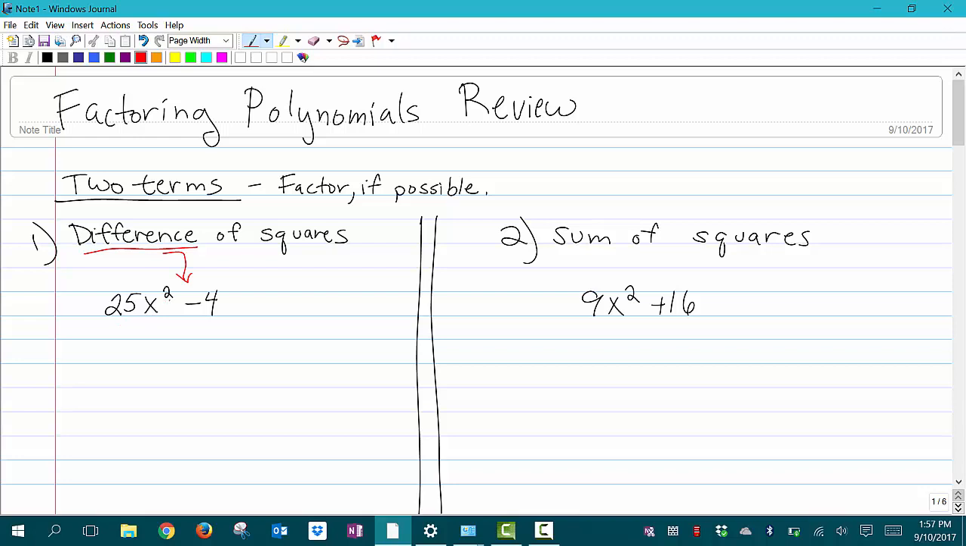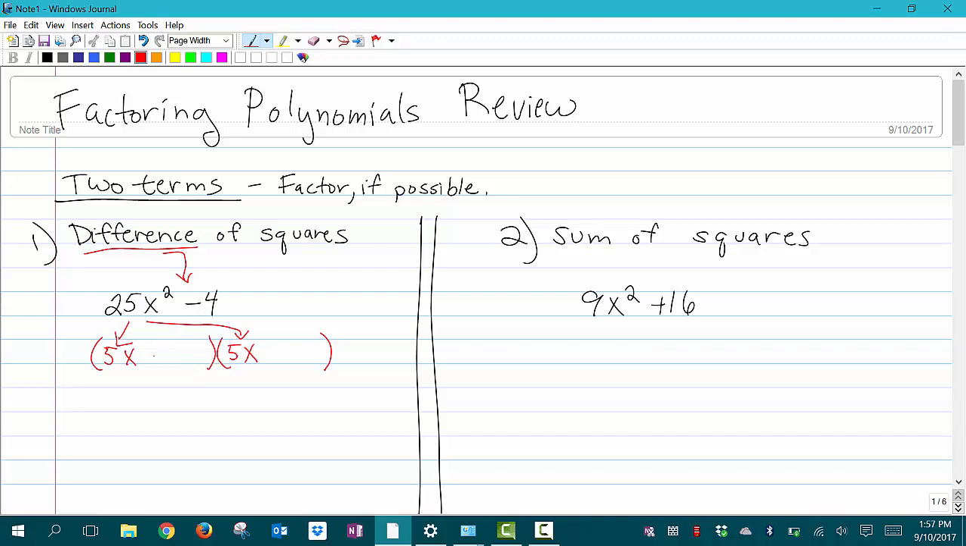25x squared is a perfect square, and 4 is also a perfect square. Since we are subtracting in between them, we would call this a difference of squares. A difference of squares is going to factor as two binomials multiplied together. I take the square root of 25x squared, which will be 5x, 5x. So 5x times 5x would give me 25x squared.